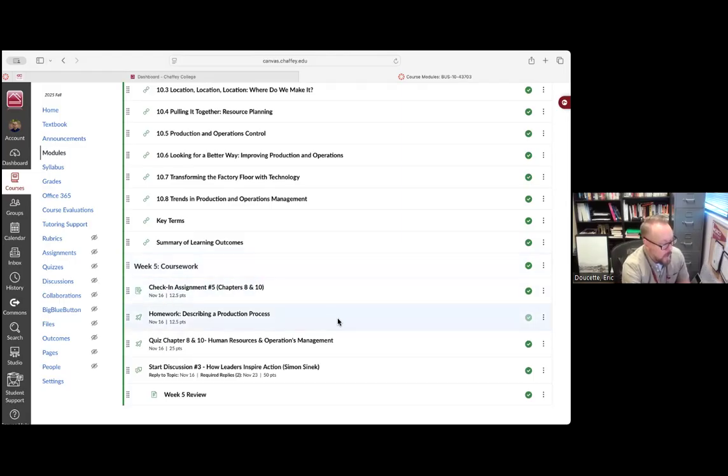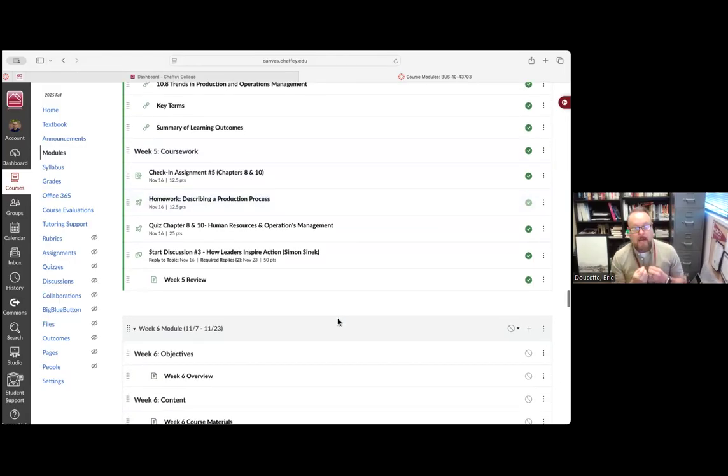There's a homework on describing a production process. Ideally, this is something from your work if you're working a job. If not, it can be something from your personal life or even from your classes. But it's describing how things usually follow a set of steps or some kind of process, and the value of having fixed processes. And that's kind of what you're going to be looking at. You have a quiz on chapters 8 and 10, which is 10 questions long, 25 points.